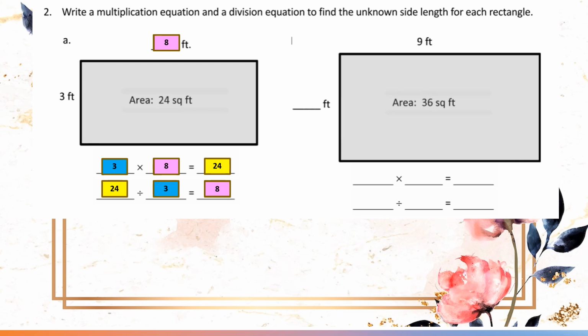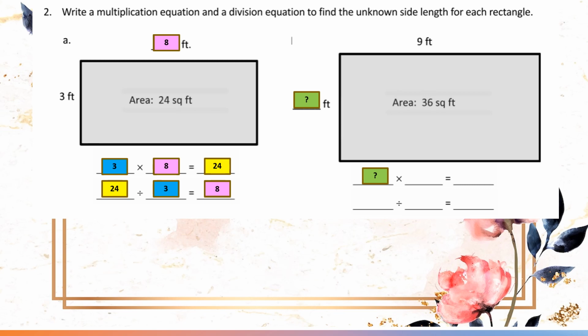Okay, now let's move on over to the next rectangle. So our length is what is missing here, but we do have our width of 9 feet. So we're missing our length, and we have our width of 9 feet, and we know that our area is 36 square feet. So let's go ahead and fill in the blanks with what we do know.